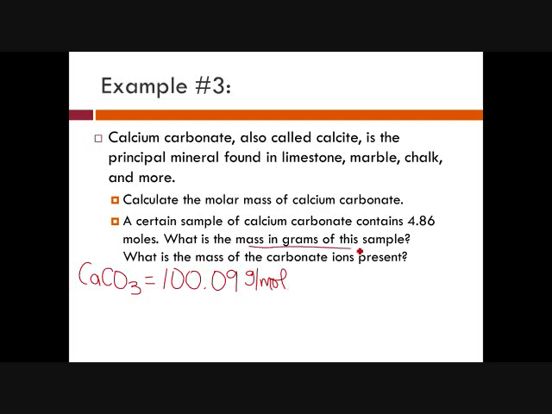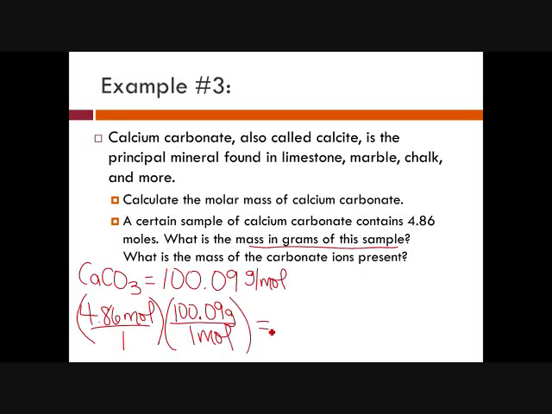We want the mass of the sample when we have 4.86 moles. So 4.86 moles over 1. Do we multiply or divide by molar mass? Multiply. Remember, if you ever need grams, you're going to multiply. If you ever need moles, you're going to divide, since we can't use mole maps anymore. Okay? And just for rounding purposes, because we will round to sig figs, you could just assume that it's 4.86 times 100, which would be 486 grams of calcium carbonate.